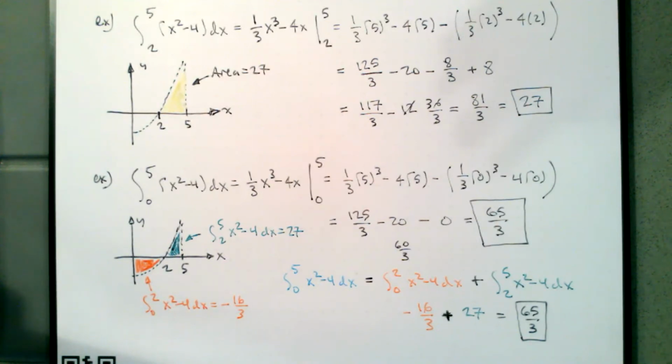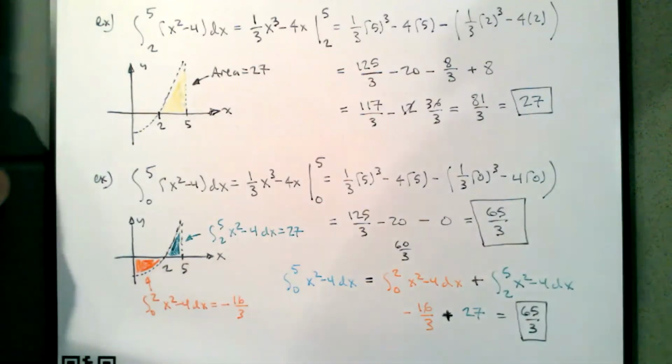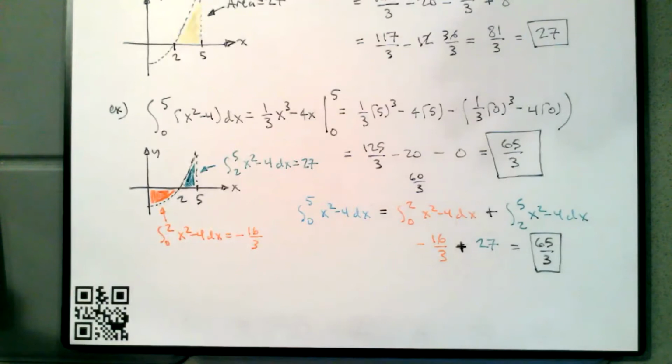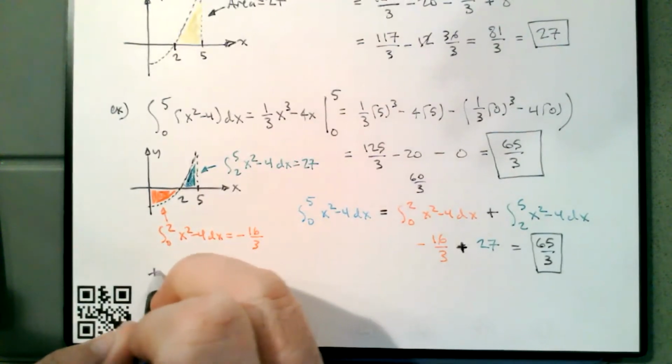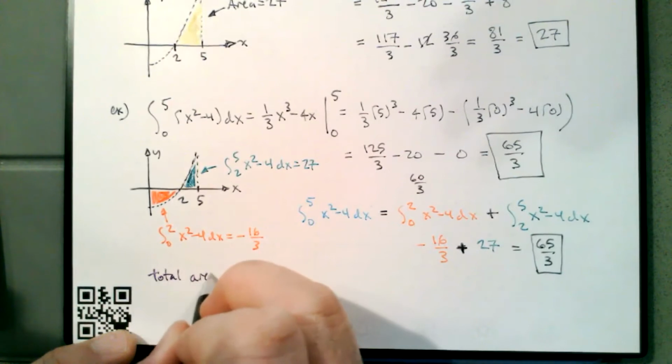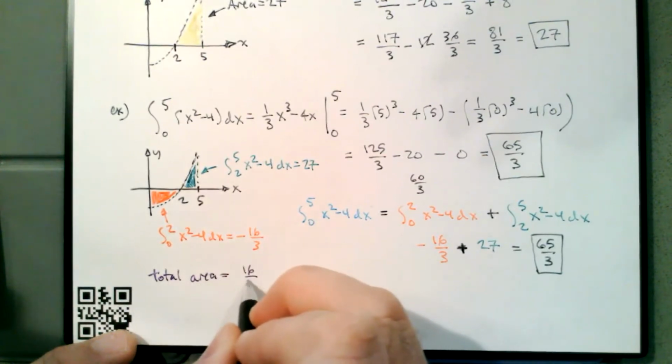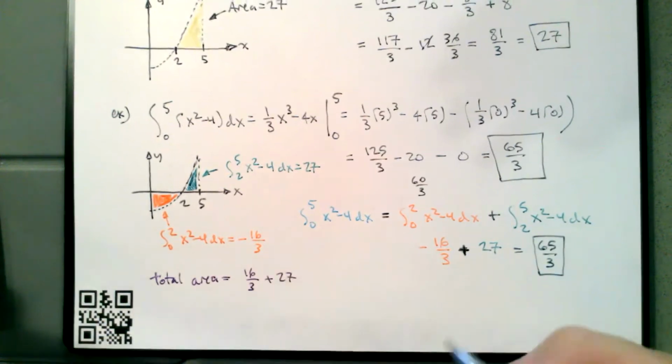If we wanted to calculate the total area, if I asked for the total area bounded by the graph of x squared minus 4 and the x-axis between x equals 0 and x equals 5, we would want to count the negative 16 over 3 as positive 16 over 3 in terms of area. So the total area we have would be 27 plus 16 over 3. That would be a slightly different question. So the total area is 16 over 3 and 27.